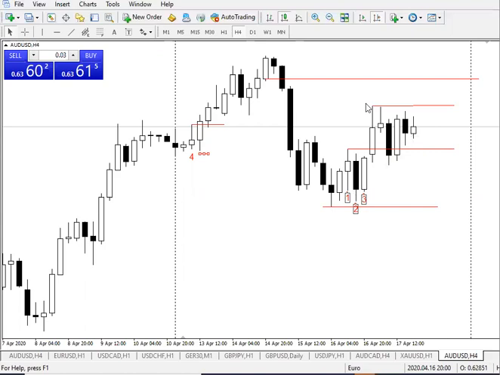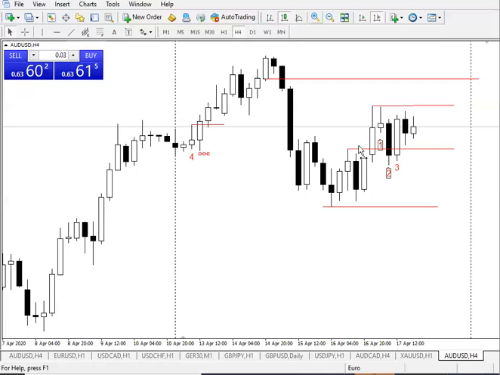But look at this one now. It's happened again here. It's retraced on that signal. You got 1, 2, 3. It also gives you a better risk to reward if you do it like this as well.